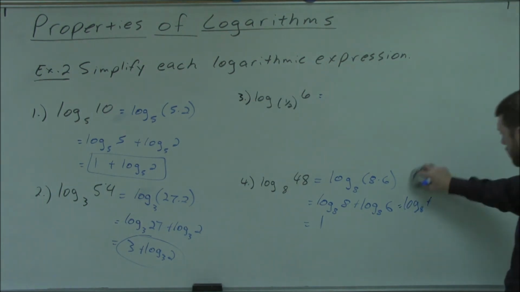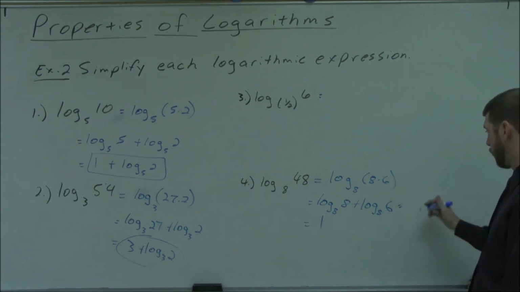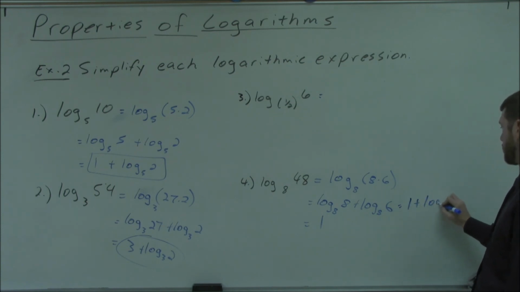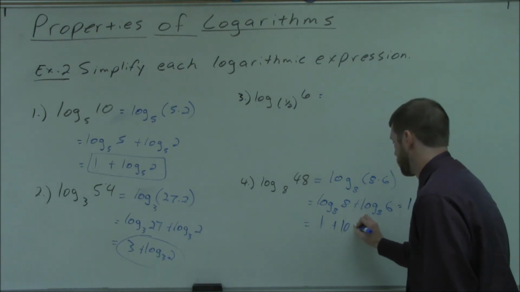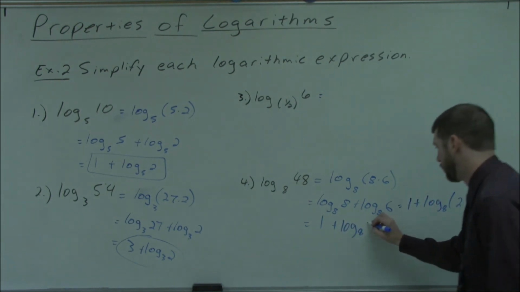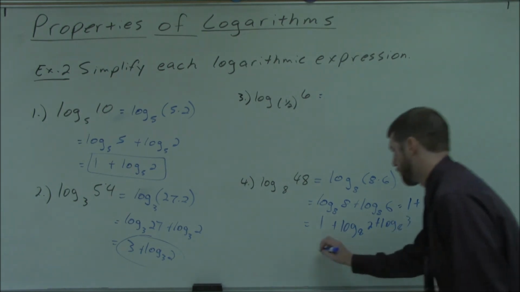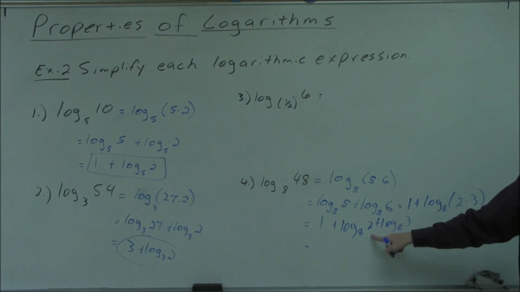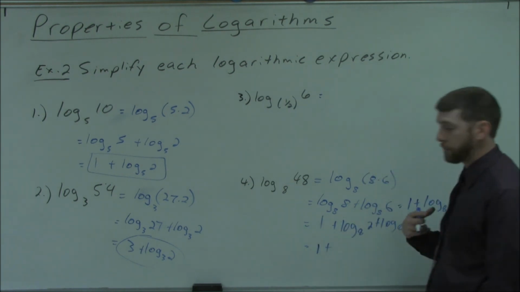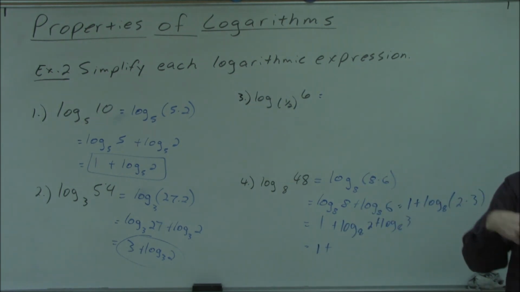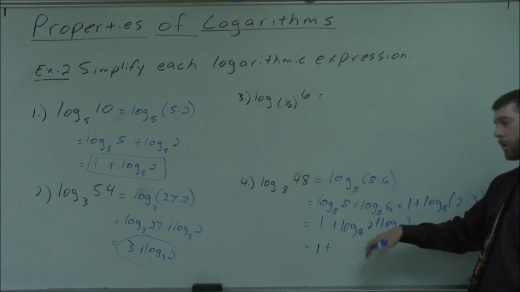The log base 8 of 6, again, we know we need to work with powers of 2 there. So that's log base 8 of 2 times 3. So that'd be log base 8 of 2 plus log base 8 of 3. And we can use the change of base formula on this to figure out, it should be 1/3. I know that because I know about rational exponents.